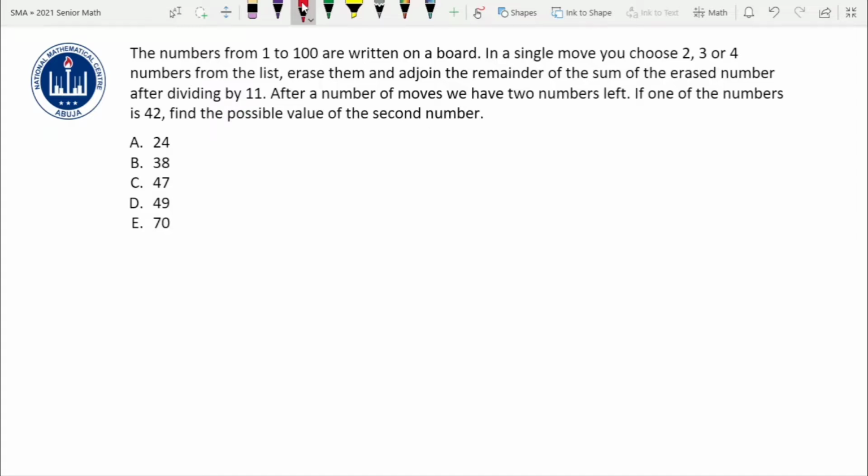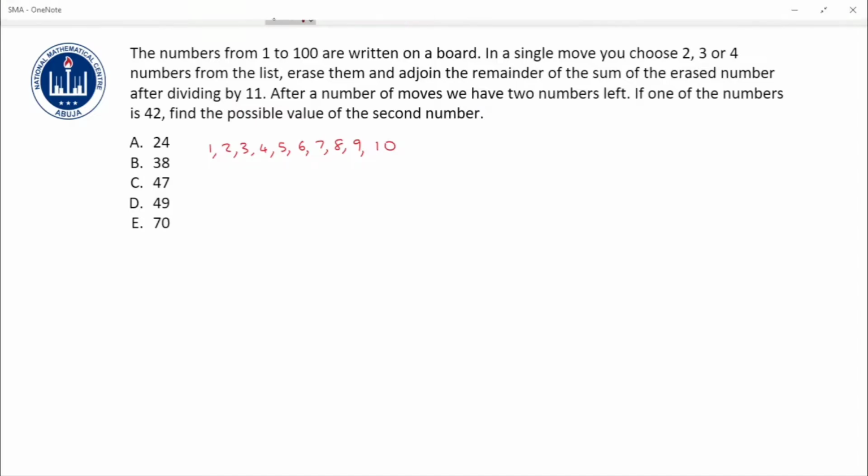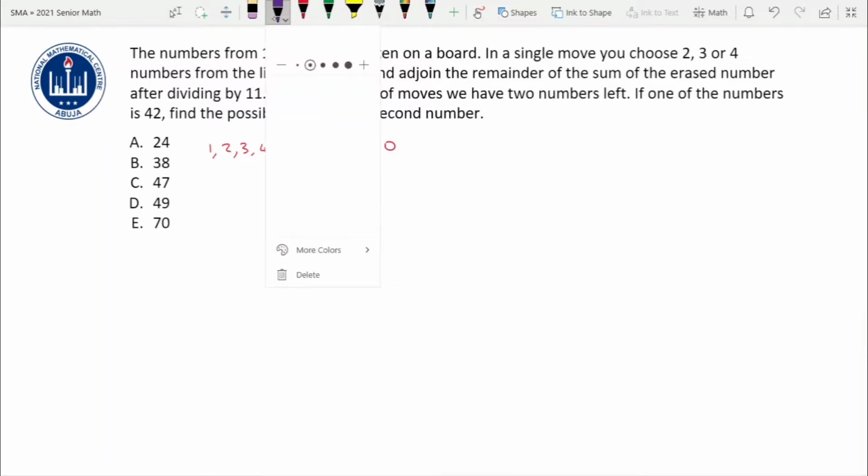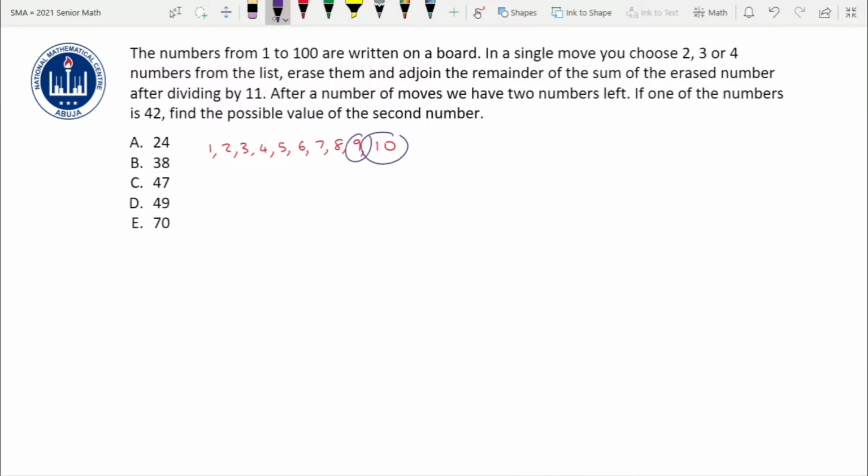Okay, I think it would be good if I show an example of the kind of thing that's happening in this question. So let's say from 1 to 10: 1, 2, 3, 4, 5, 6, 7, 8, 9, and 10. In every move we choose either 2, 3, or 4 numbers, erase them, and instead of those numbers, we'll write the remainder of the sum of the erased numbers. So let's say that we want to remove 9 and 10, for example. In this move, we want to remove 9 and 10.